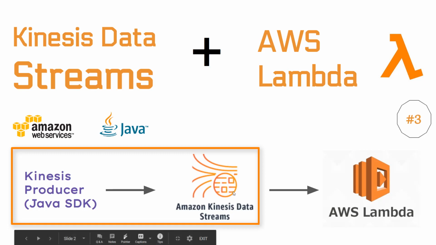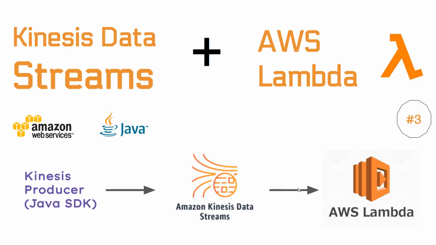And in this video, we'll create a Lambda function that will be triggered when we send data to Kinesis data streams. Even if you don't know about AWS Lambda, I'm sure that after watching this video, you will have enough knowledge on writing AWS Lambda with Java. Let's go to Amazon Web Console and create a Lambda function.